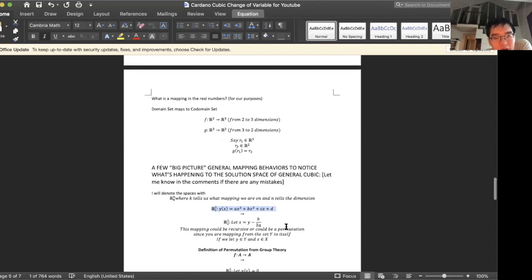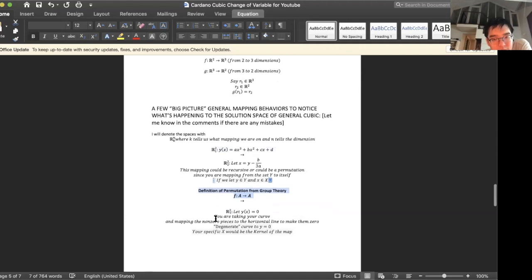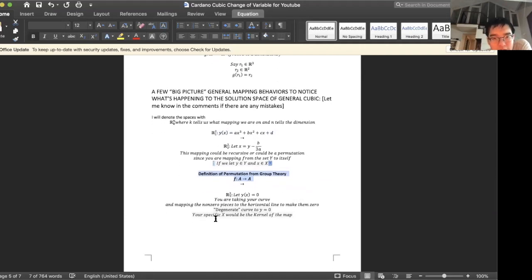We are now going to make the change in variable, and I think this mapping is either some kind of recursive thing you're doing, or it could be a permutation. Since you're mapping from the set y, this new change in variable you're doing, to itself, assuming of course we let y be an element of set y and x be an element of set x. And this corresponds to the definition of permutation from group theory. You just map a set to itself, and that basically rearranges the order of your elements, just like how you talk about permutations in combinatorics.